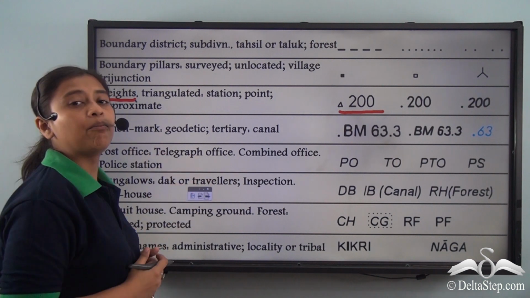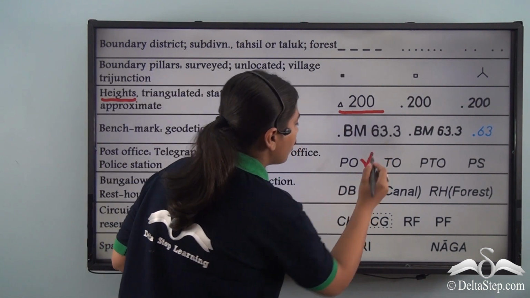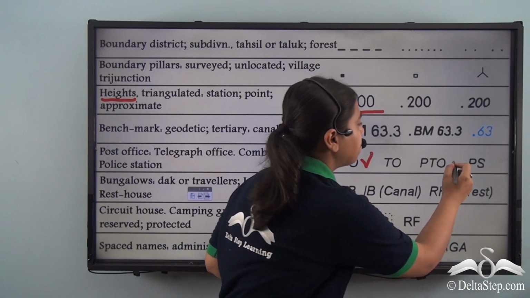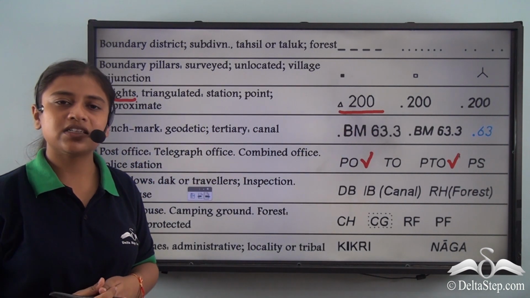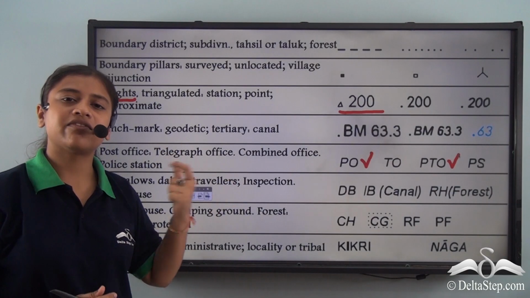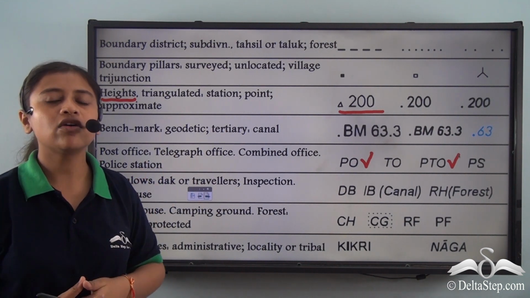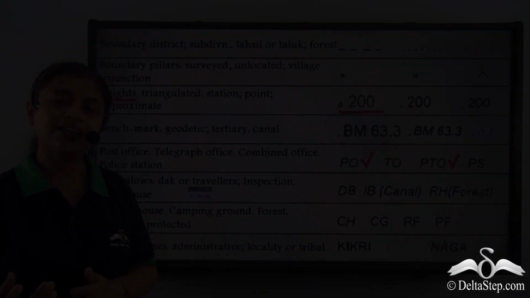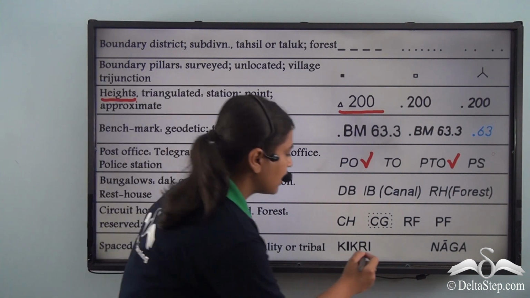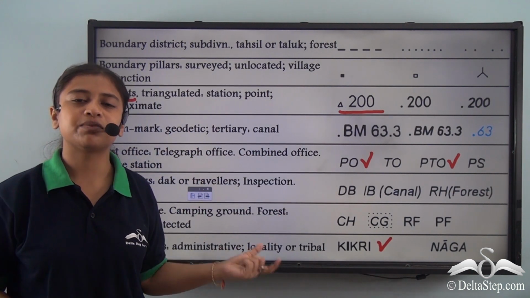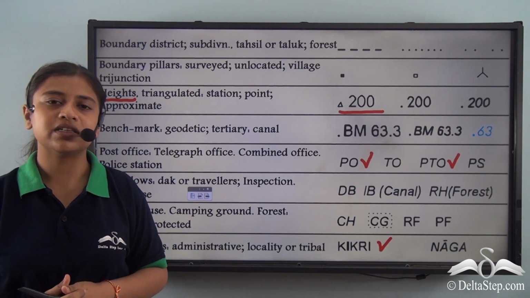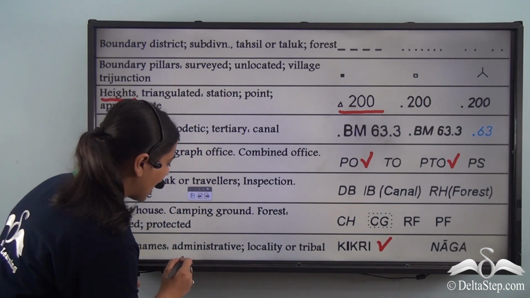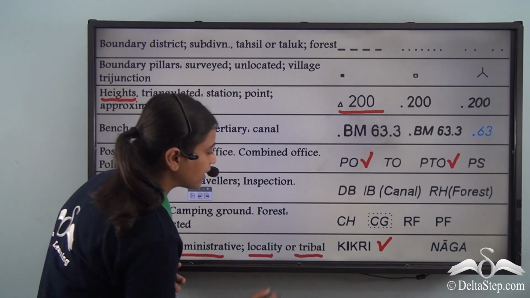Moving on to another important symbol, that is PO. Now, what does PO indicate? It means post office. And what does PTO indicate? It means the presence of post office and telegraph office. That is a combined office of post office and telegraph office. Another such conventional sign and symbol could be seen in such bold abbreviations such as KIKRI as given in this particular list of conventional signs and symbols. These abbreviations usually indicate the presence of any administrative locality or tribal.